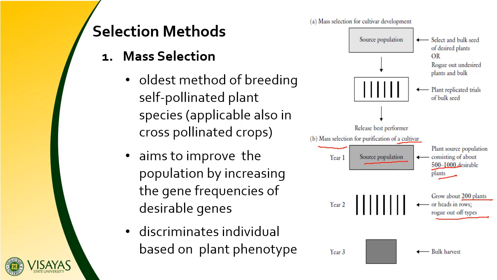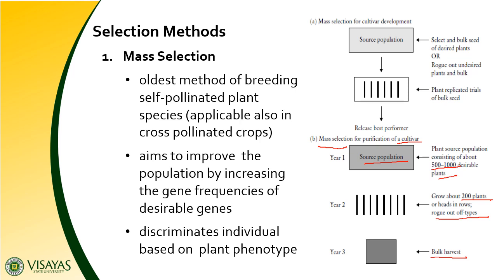in the third year. And then you bulk harvest it. When you say bulk harvest, you harvest all the seeds and mix them together. So that is bulk harvest. This is mass selection for purification of cultivar.